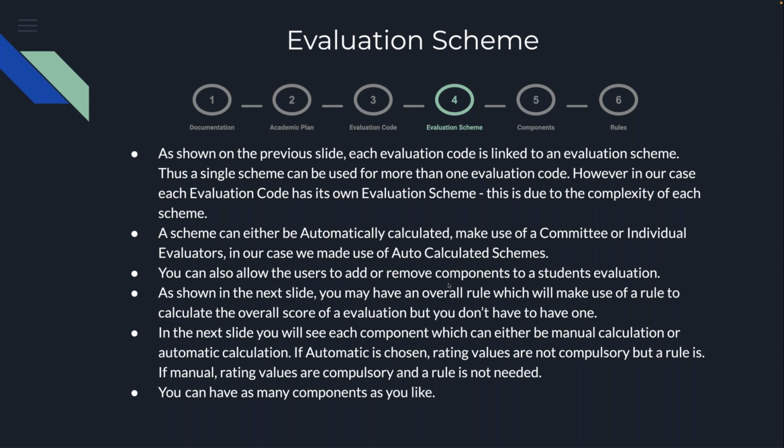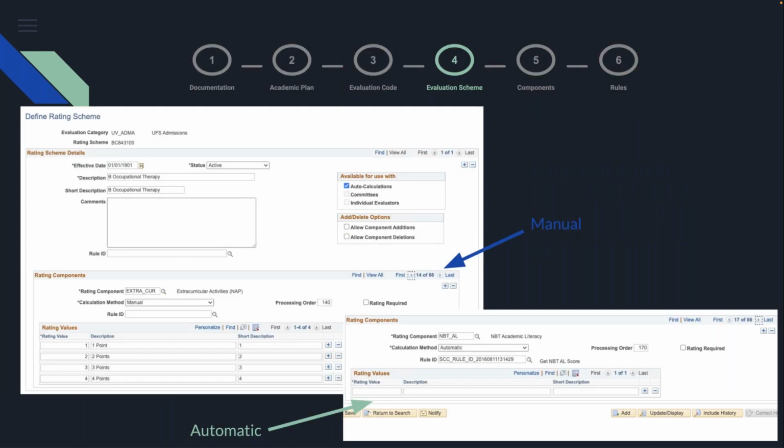In the next slide, I'll also show you each component and how it can be manual or automatic. If automatic is chosen, you don't have to have a rating value, but a rule is mandatory. If you have a manual component, obviously you don't need a rule, but you will need some rating values for the user to choose from. You can see in this scheme for this specific plan, we have 66 different components which are going to be assessed or evaluated for each student.